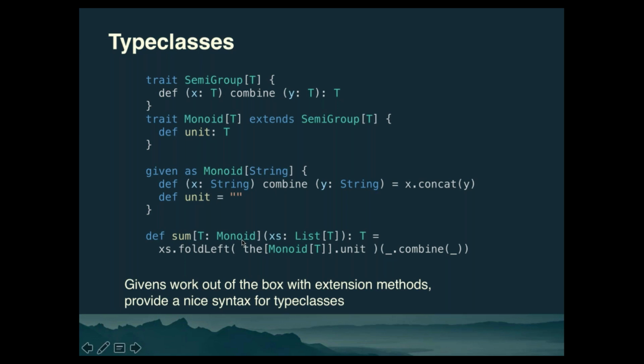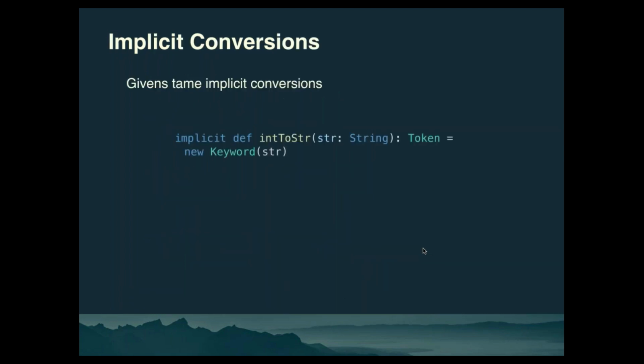Down here you have a way I can use it. A sum method takes a t which must have a monoid defined on it. That's a context bound, which is of course known from current Scala, and then it would do a fold left, and this is the new implicitly. The monoid of t says: the given instance of monoid of t, take the unit value and combine it. So what this shows you is that givens work out of the box with extension methods, and they provide a really slick syntax for type classes.